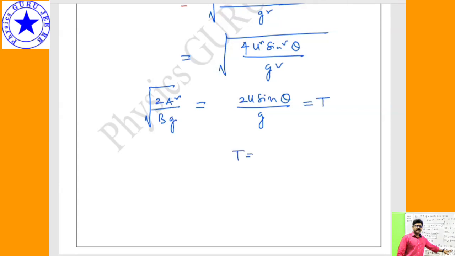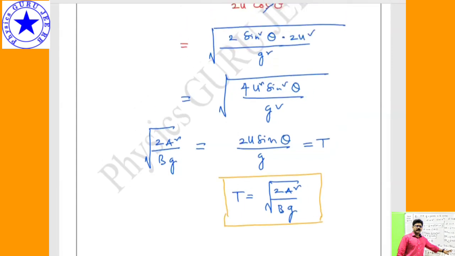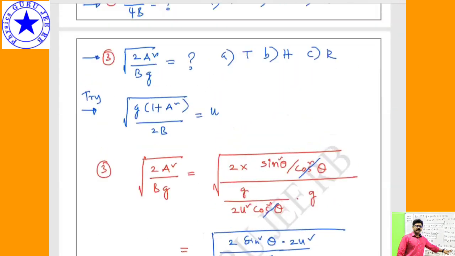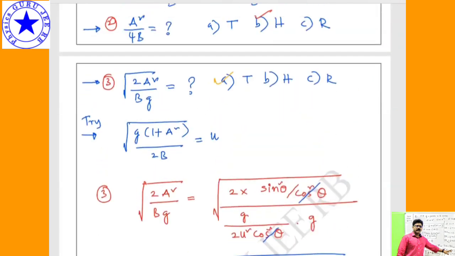Now time of flight t is equal to under root of 2a square divided by bg. Hope this is correct. Most of them gave the correct answer. Good. So t is equal to under root of 2a square divided by g. Just simply substituted that one. So here it is, time of flight. Hope this is clear. Everybody understood. Most of them posted the correct answer in the chat box. Congratulations to the students.